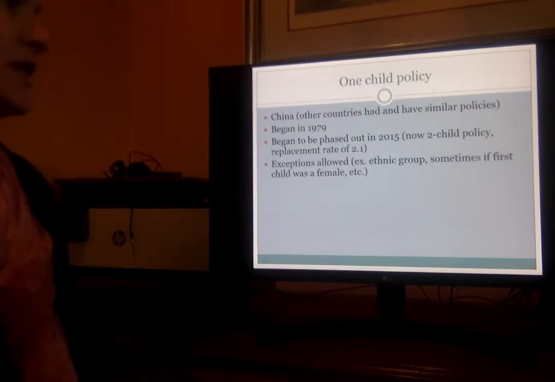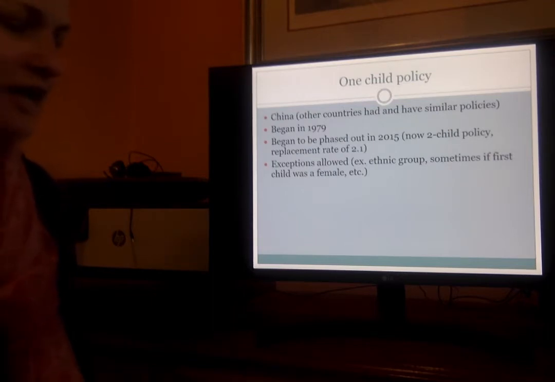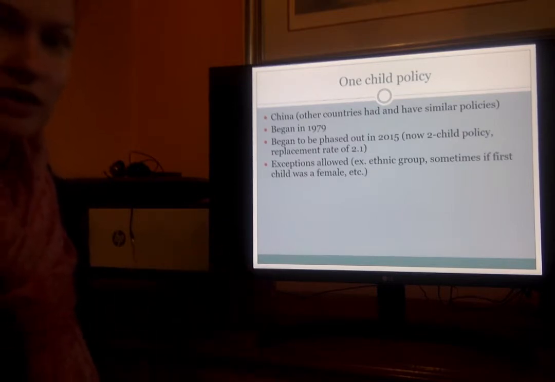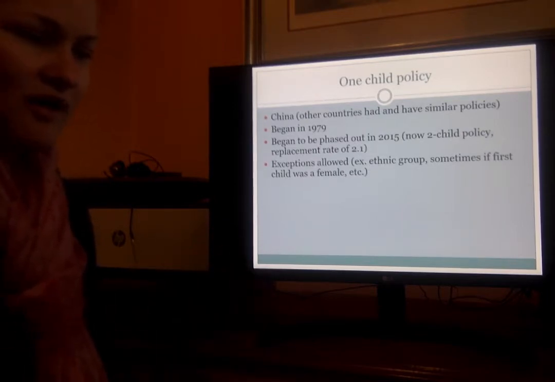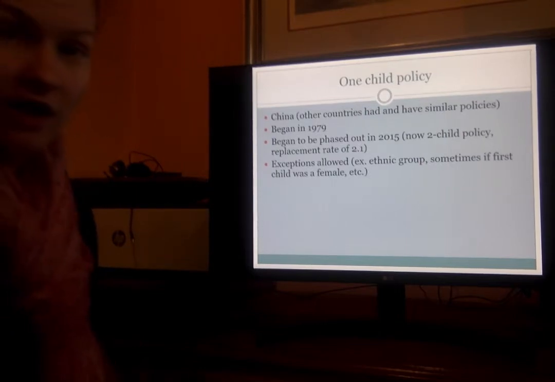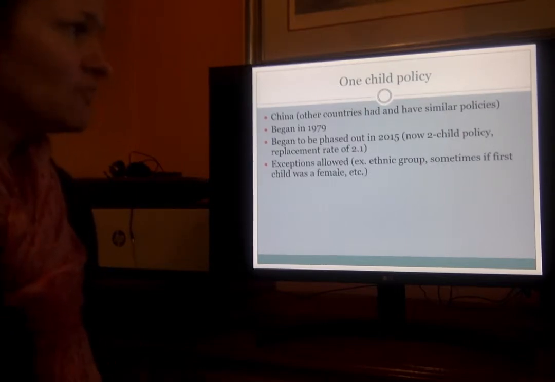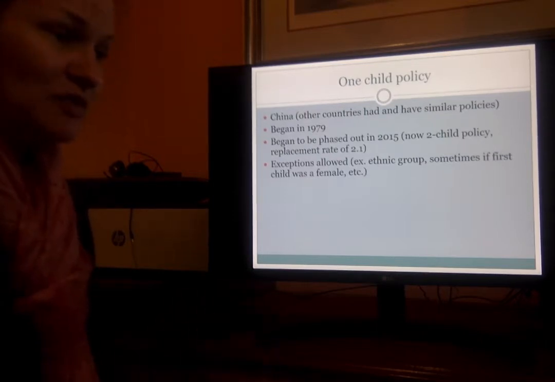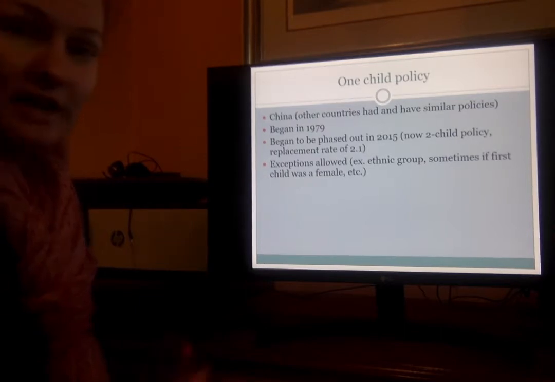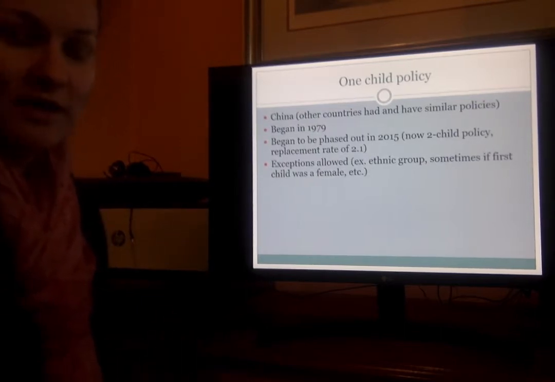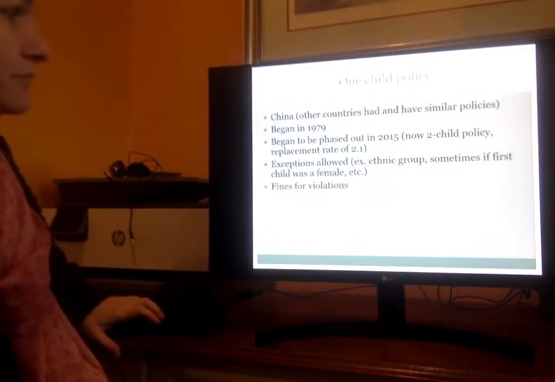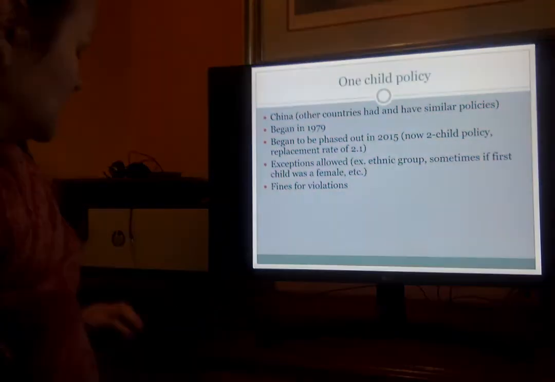There are exceptions allowed for specific ethnic groups. Sometimes if the first child was a female, because in China it's very much that males are looked at as superior to females. In fact, the vast majority of children that are aborted are females. So the one-child policy, from a lot of socio-political standpoints, is killing far more women than men, and targeting females to be executed. There are fines for violations.